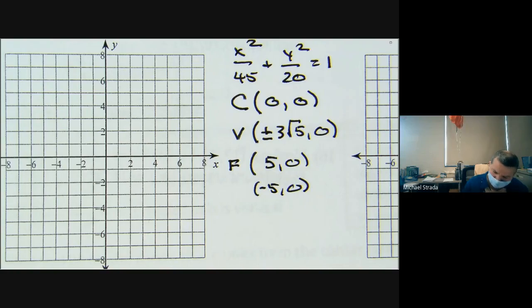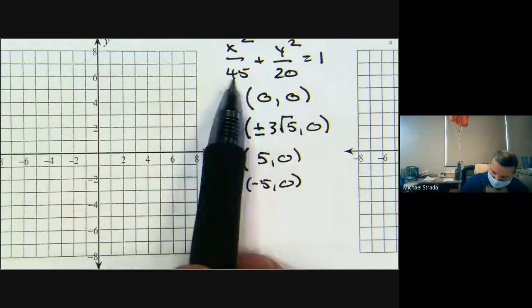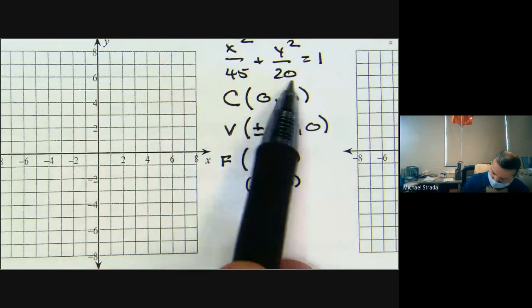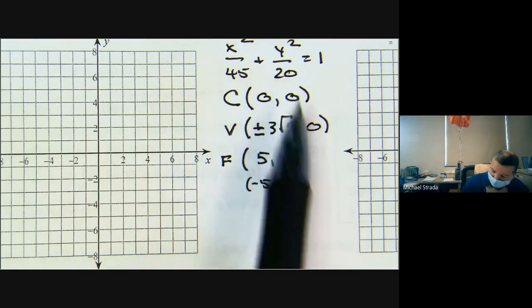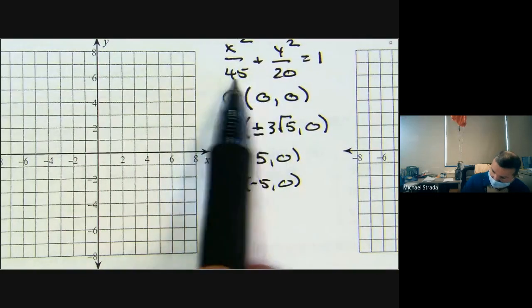Hold on. To get a and b, you just do the square root of that. To get your foci, you subtract. What's 45 minus 20? 25. Your foci come from the difference. Your vertices come from just the numbers themselves.